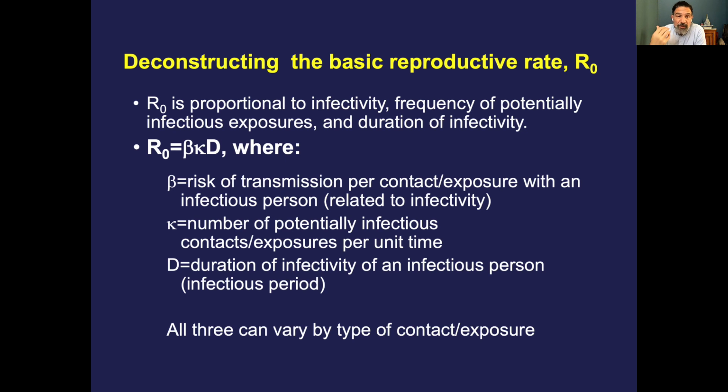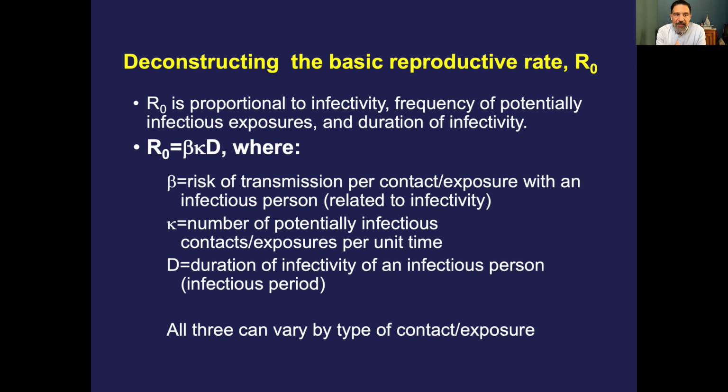where beta is the risk of transmission per contact or exposure with an infectious person, and this is related to infectivity, right? The risk of infection will depend on how infectious the agent is. Each time you come in contact, if it's very infectious, the likelihood of becoming infected could be higher. Kappa refers to the number of potentially infectious contacts or exposures per unit time. So if the exposure is something that frequently puts you in contact with a potentially infectious or an infectious person, then that can also increase the risk. So it's not just the risk of infection given an exposure, it's how frequently the exposures are occurring.